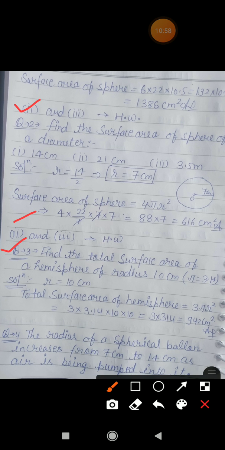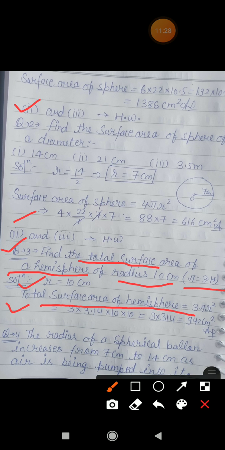Now we will explain question number 3. So what is question number 3? Find the total surface area of a hemisphere. Here you know that this is a hemisphere and you have to find the total surface area. The radius is 10 centimeter and you have to put the value of pi as 3.14. So radius r is equal to 10 centimeter, and you know the formula of total surface area of a hemisphere is 3 pi r square.